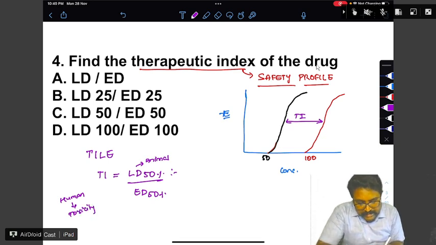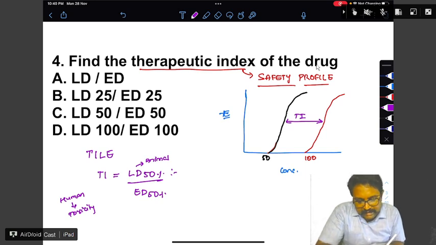So LD stands for lethal dose. It is the dose of a drug at which 50% of the animals will die. What is the effective dose? ED stands for effective dose. ED50 means it is the dose of a drug at which 50% of the individuals have a beneficial response.